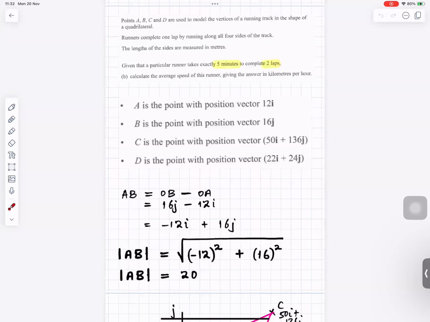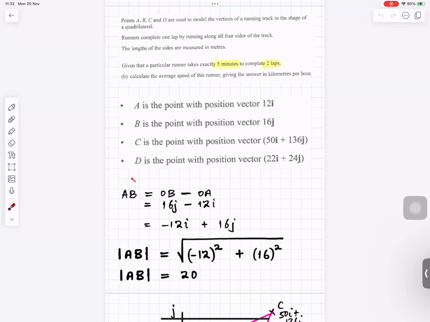Given that the particular runner takes exactly 5 minutes to complete 2 laps, going around 2 times, calculate the average speed of this runner, giving your answer in kilometers per hour. How do you calculate speed? Speed is distance divided by time. The way I remember it is sausages don't talk. So we need to find the total distance and the total time.